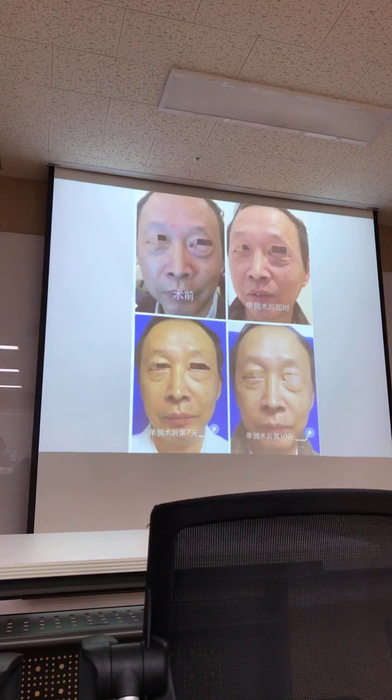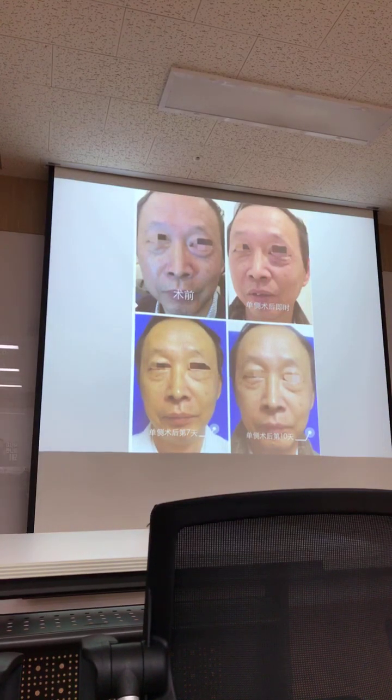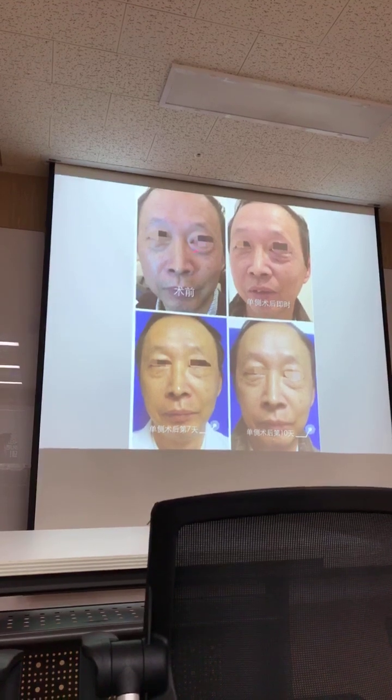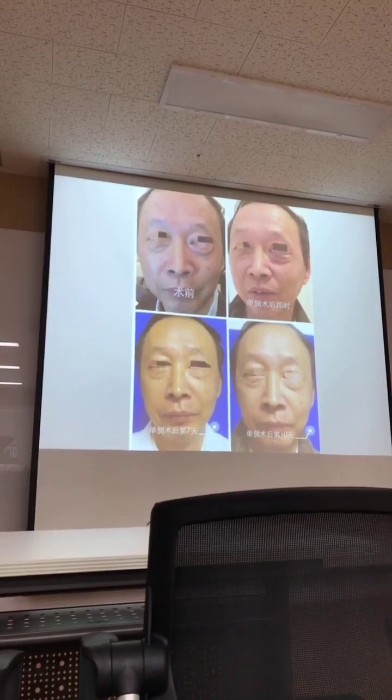He's a professor in Shanghai. He's a dermatologist, but he has a unilaterally big eye bag on the left side only. So I treated the left side only. Immediately after, 7 days, 10 days.